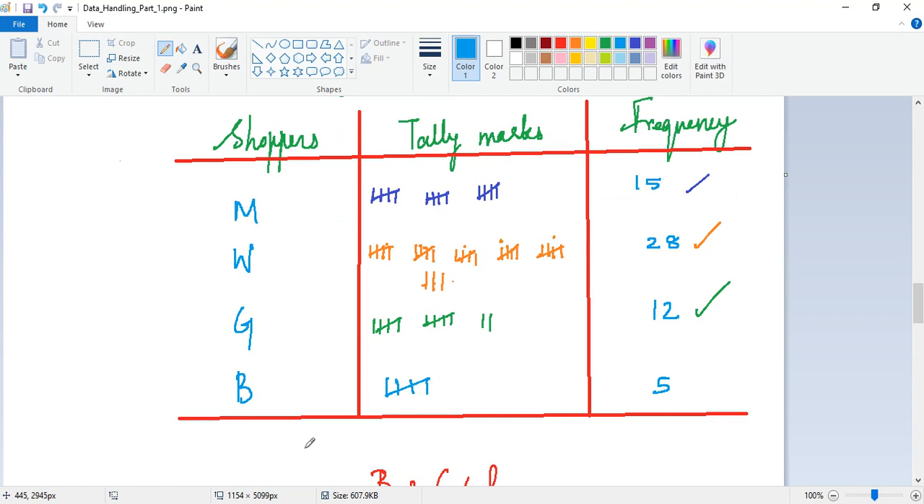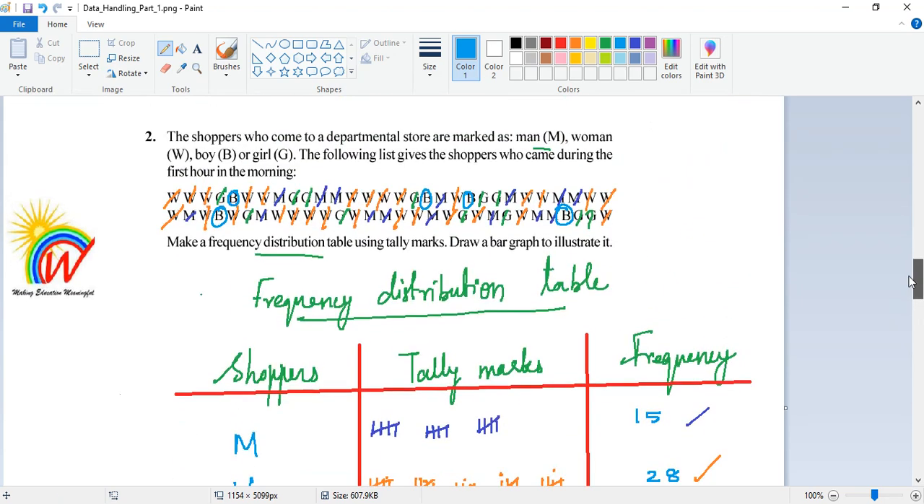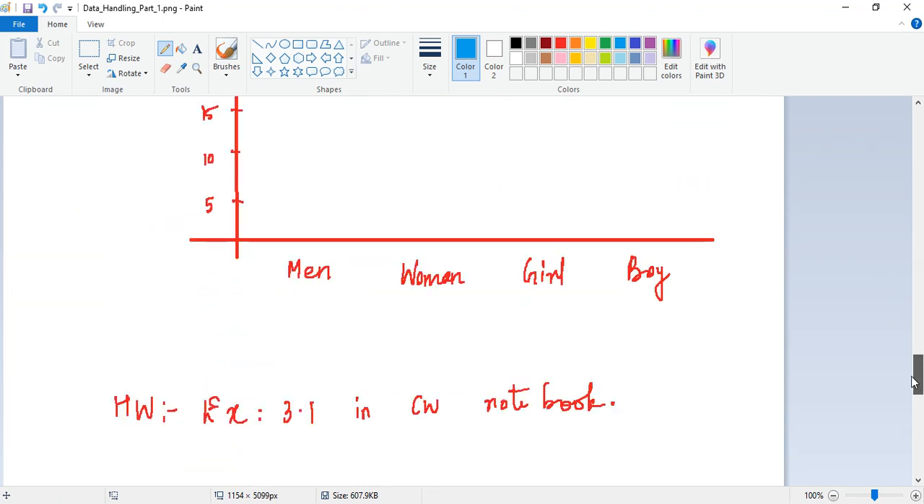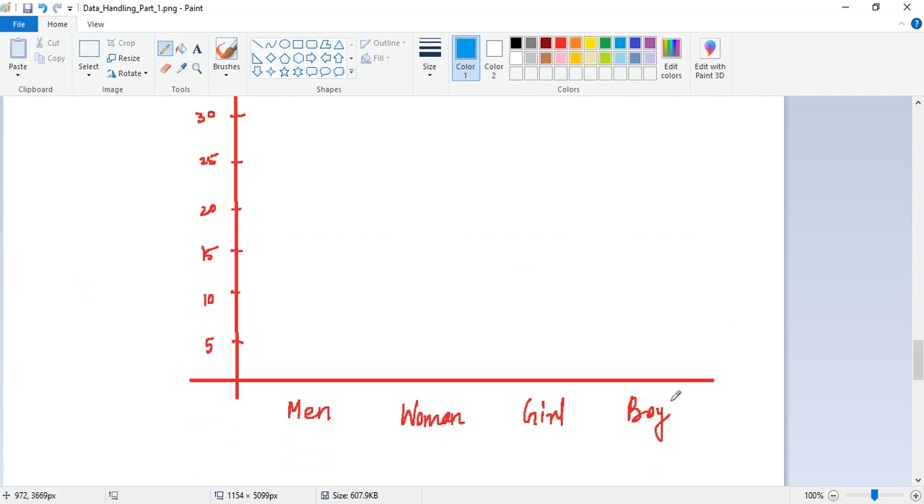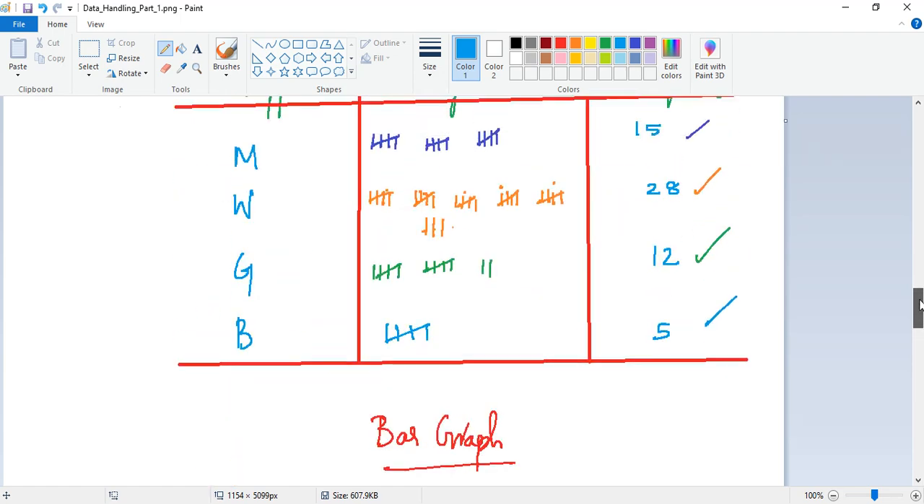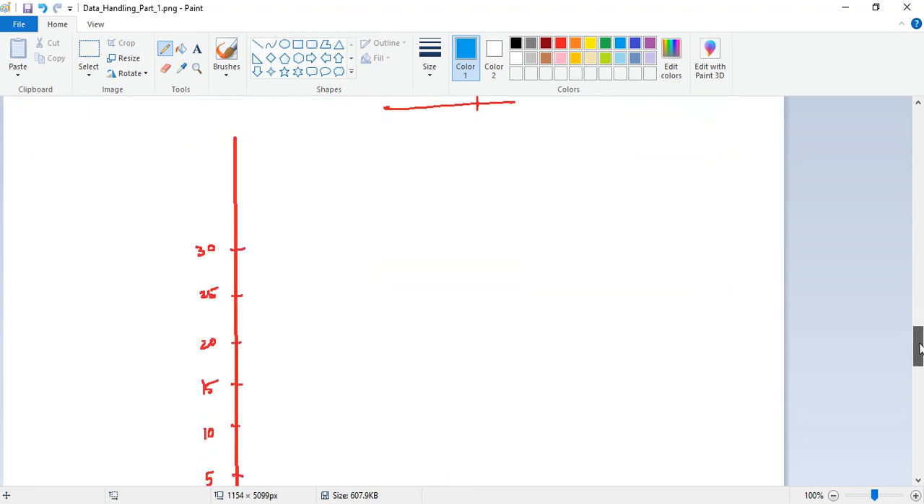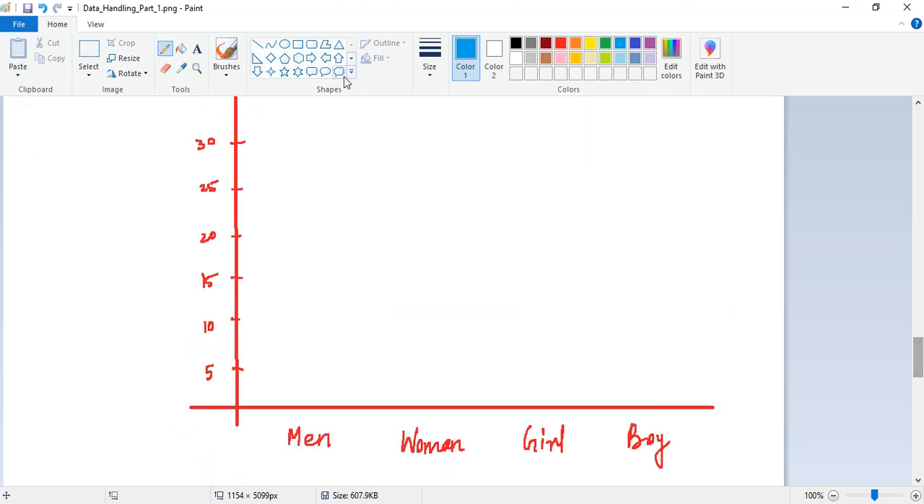And then you will write the frequency for them. Alright. And then see, they're saying write the frequency table using the tally marks, and then draw a bar graph also. So we are going to draw the bar graph, okay? So men, women, girl and boy, that's what I have written at the bottom. So now this way I'm going to draw it, let us say men is 15. So you have to draw 15 for the men. So I can take here something like this. You see, this is my 15.